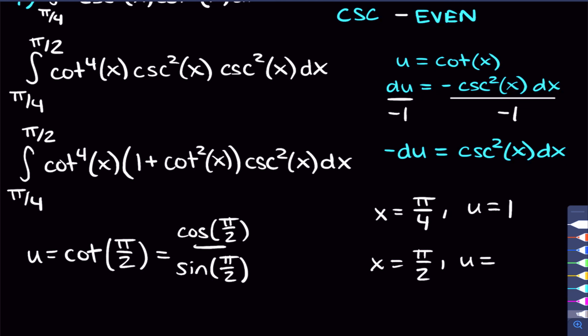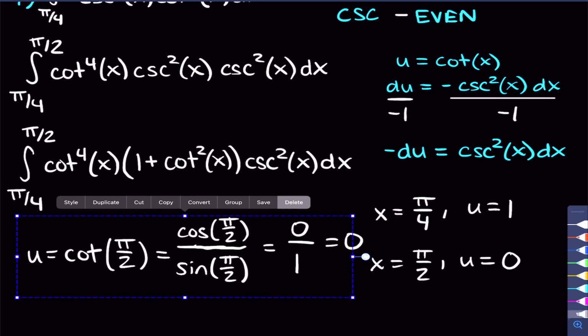Right, that's what cotangent is. If tangent is sine over cosine, then cotangent's cosine over sine. And cosine of pi over 2 is just 0. Sine of pi over 2 is 1. So you get that when x is equal to pi over 2, u is equal to 0.